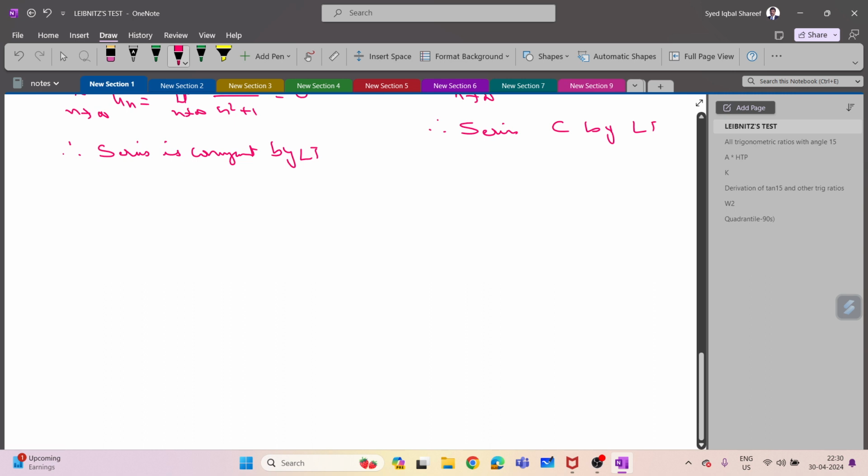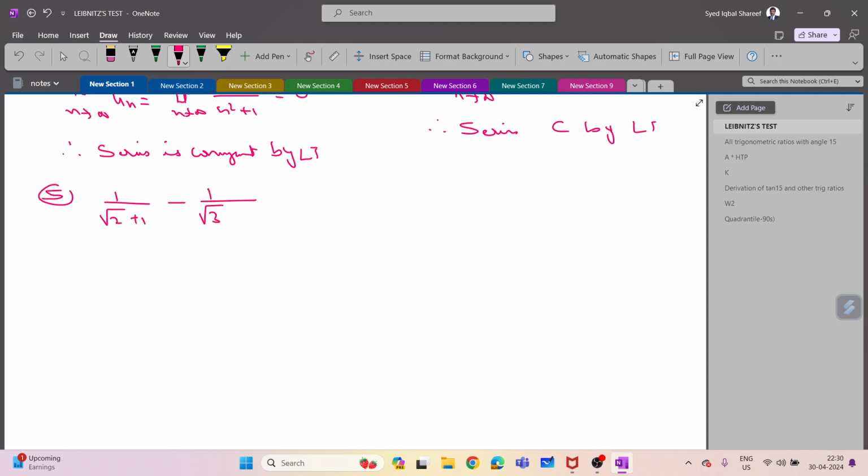So this we have done. So one more: 1 by root 2 plus 1, minus 1 by root 3 plus 1, plus 1 by root 4 plus 1, minus, and so on. So what is our un?